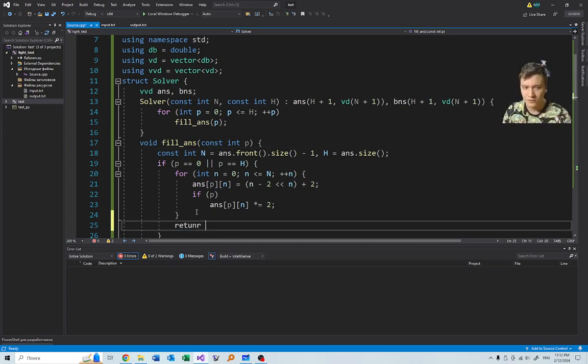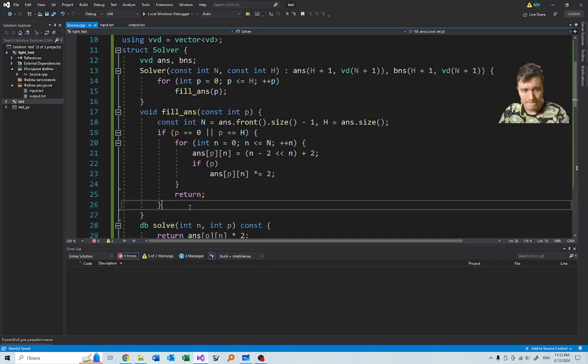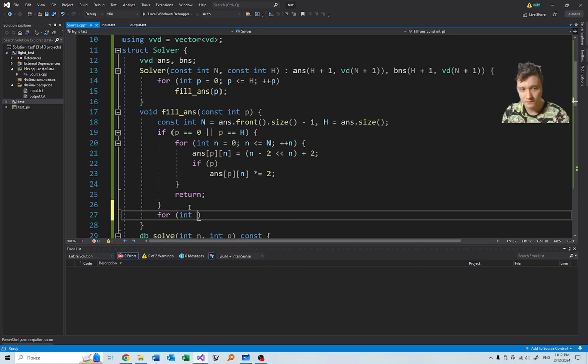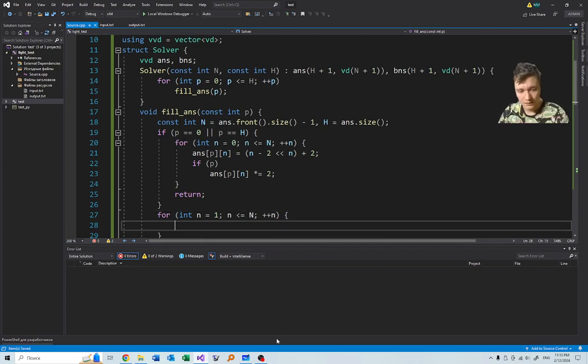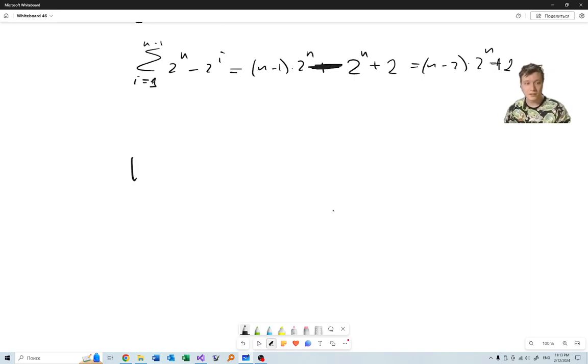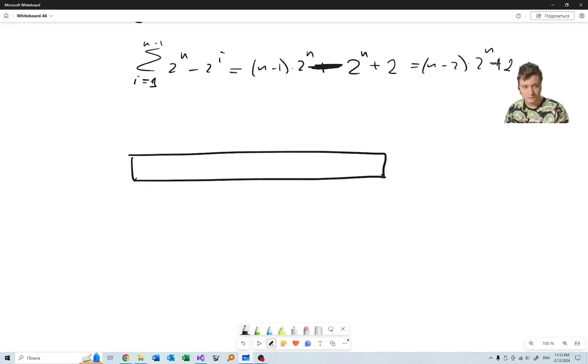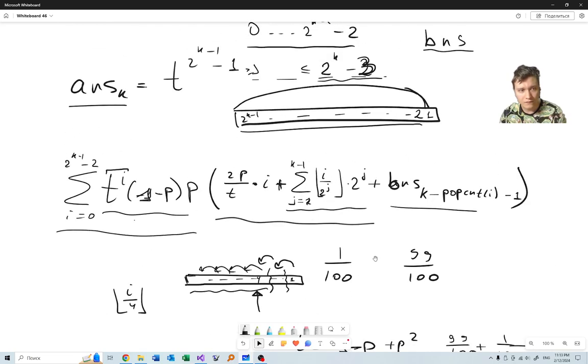And let's return here. Okay, now let's go through all numbers from one. So let's choose our field. We have chosen a field of size n. Now we need to calculate the answer. First of all, let's calculate the answer if there was a failure. Then the failure happened for one of these numbers.